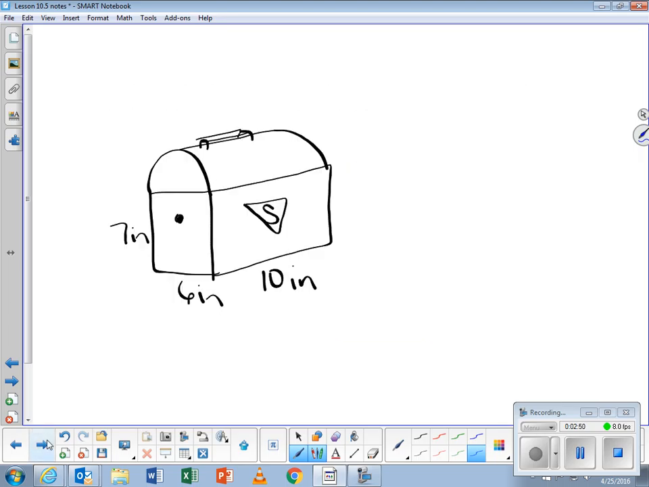Moving on then. Superman's lunchbox. Packs his lunch before he heads off to the Daily Planet. Pause while you copy that down, and we'll talk about it.